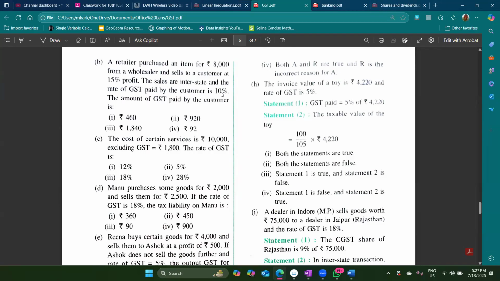Yes, Soham? To find the total amount, we'll take 105 upon 100 into the price 4220. Not exactly. See, this is done when we say that 4220 is the price inclusive of tax, and tax percent is 5. So to find the sales price, that is when you will do this calculation. Because 4220 will be 105% of the real price, or the price on which GST is going to get charged.